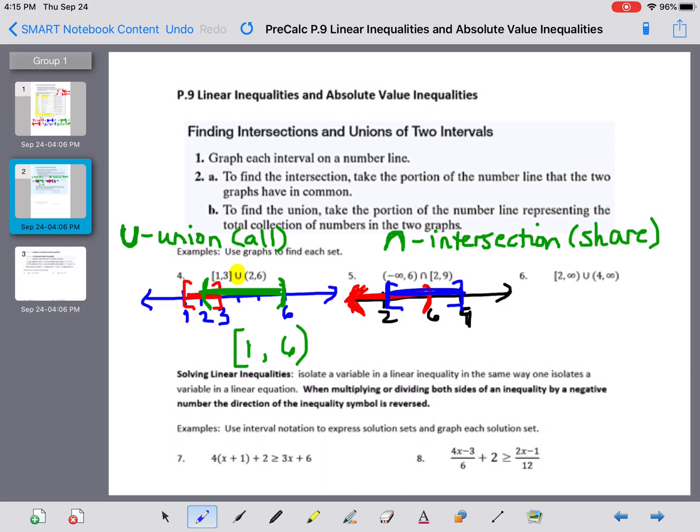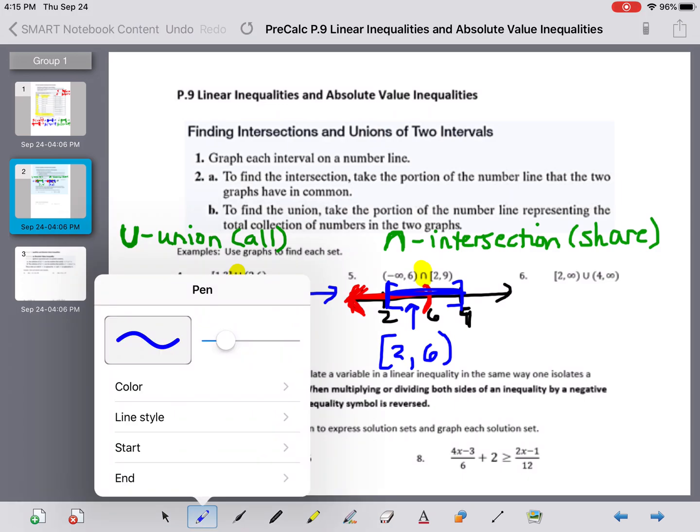Okay? And this time I have the intersection, right? It's the upside down U. It says the intersection, which says I want to know where do they overlap. Well, it looks like we have the overlap of the blue and the red right there between 2 and 6. It does not include the 6, but it does include the 2. So we get a bracket at the 2 and a parenthesis around the 6.